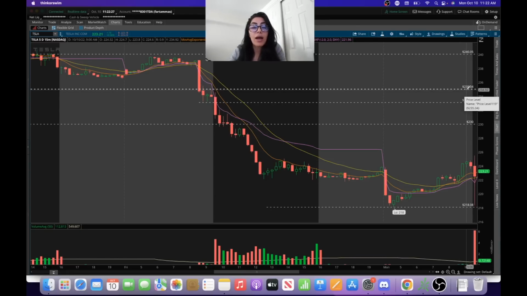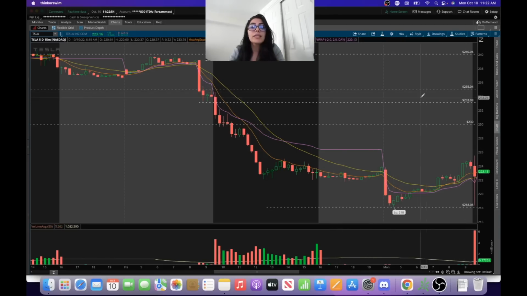And the reason behind that is 233 to 235, you only have about a 2-point move that you could potentially catch. However, above 235, the next level of resistance that Tesla has is 240. So that's a 5-point move up that you could potentially catch on Tesla versus a 2-point move up. So the risk to reward is going to be higher here from 235 to 240 than from 233 to 235.